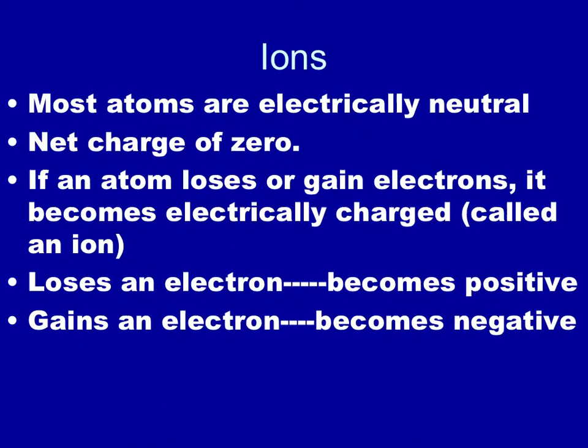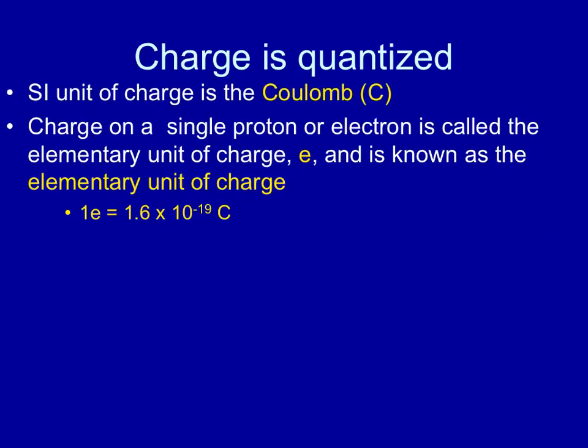Now, most atoms, as a matter of fact all atoms, start out electrically neutral. That means they have a net charge of 0, the same number of positives and negatives. If they lose or gain electrons, they become ions. Now, if you lose an electron, you're going to have extra positives, so you're going to become positive. If you gain an electron, you're going to become negative.